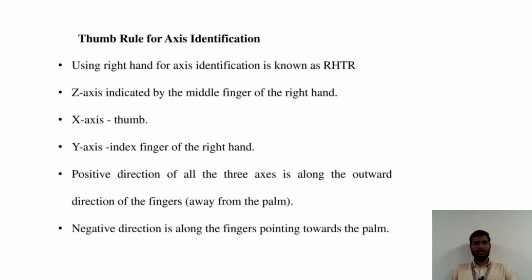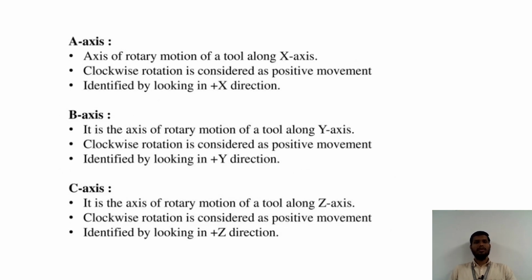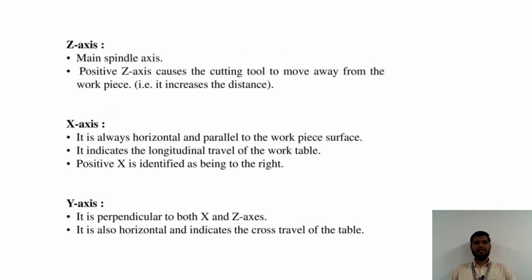This is the thumb rule for axis identification which we have discussed before. Here it is in detail, as we have discussed before for A, B and C axes, the same applies for X, Y and Z axes.